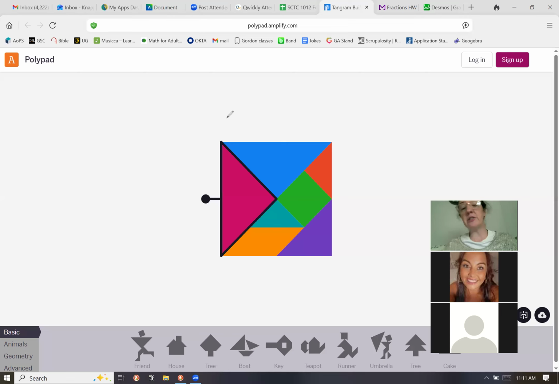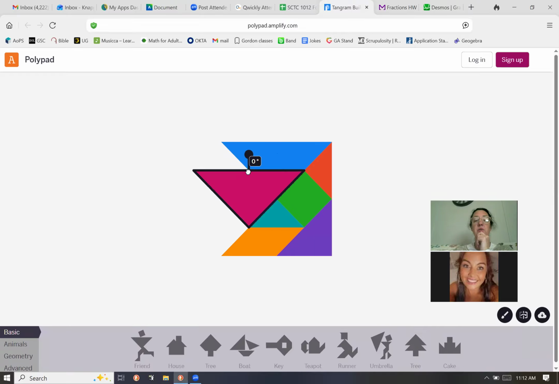So our first challenge is to figure out how much each piece would be worth by area if our entire tangram, the whole thing, is worth $8. What I'd like to do is just do a little bit of dragging here to show you how these pieces are related.